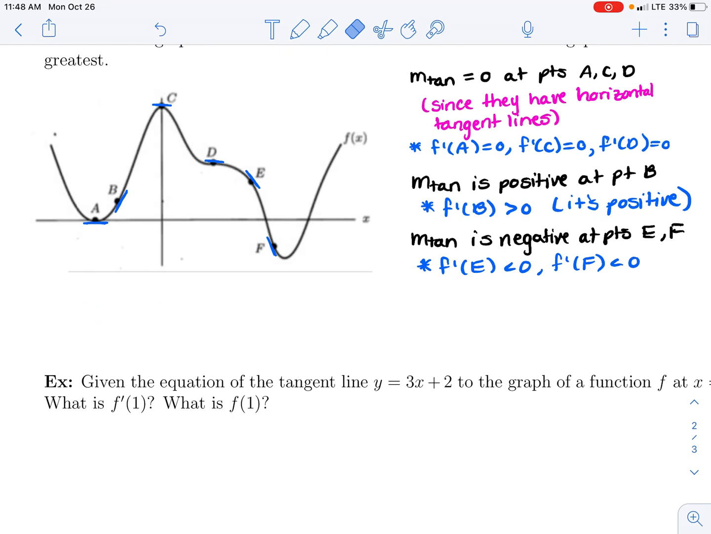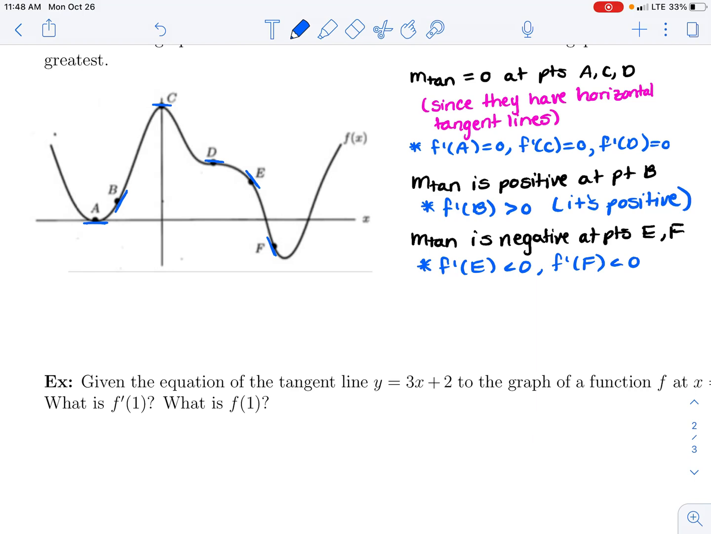Okay, so now here's the big question. You might be like, okay, but how do I know which one is bigger in terms of the derivative at E and the derivative at F? I know both of them are negative, right? And so this is the part where you want to look at the steepness of the line.